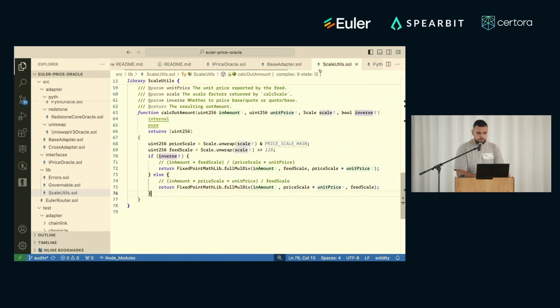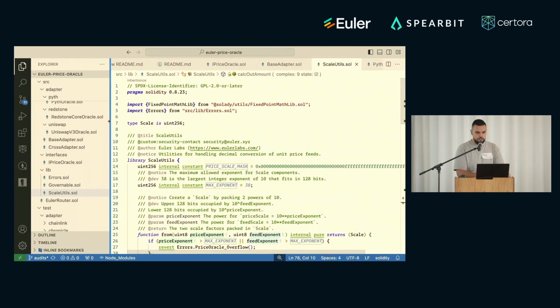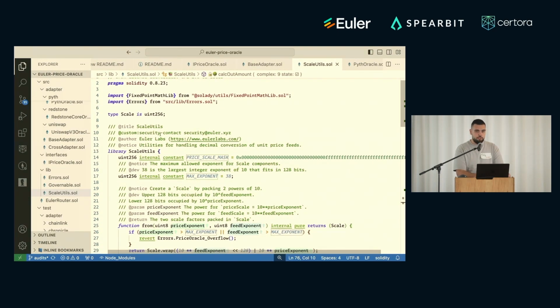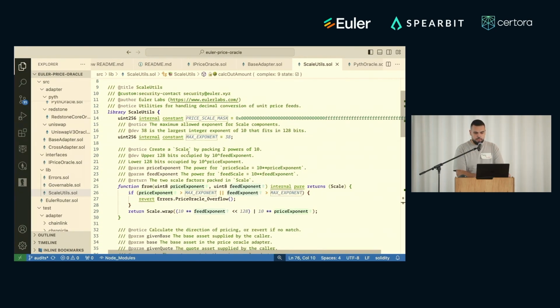Okay, another sort of infrastructural thing is this scale library. This is sort of a generalization of the price conversion mathematics. So, right, you take the unit price, you multiply it by the amount, and you take into account the decimals of the base, the quote, and the feed. And this is something that you actually have to do for every asset.